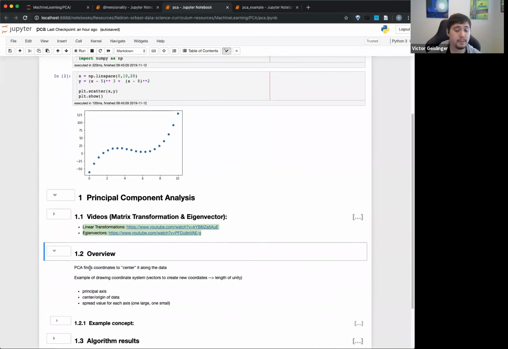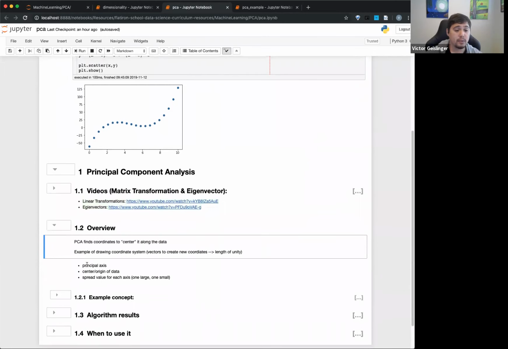So here's an overview of PCA again. The steps going forward are that we'll find the coordinate, the center of the data. So basically, where is it centered? And we'll say, okay, that's where 0 is. You can imagine we find the center of this data, and then we'll draw a new coordinate system on here.